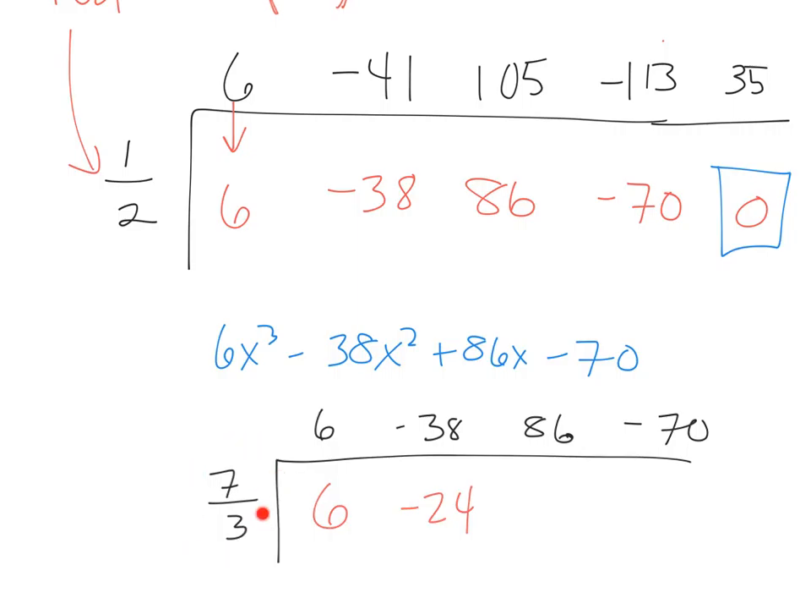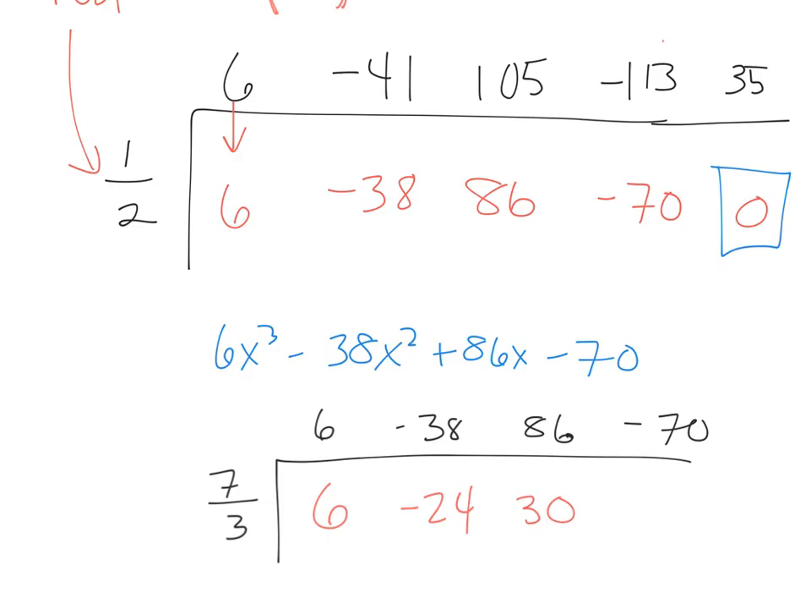If you're doing 7/3 times 6, 6 divided by 3 gives you 2. And then just do 2 times 7 to give you 14. 14 and -38 is -24. Then go ahead and take -24 divided by 3 to give you -8. -8 times 7 is -56. -56 and 86 is going to give us 30.